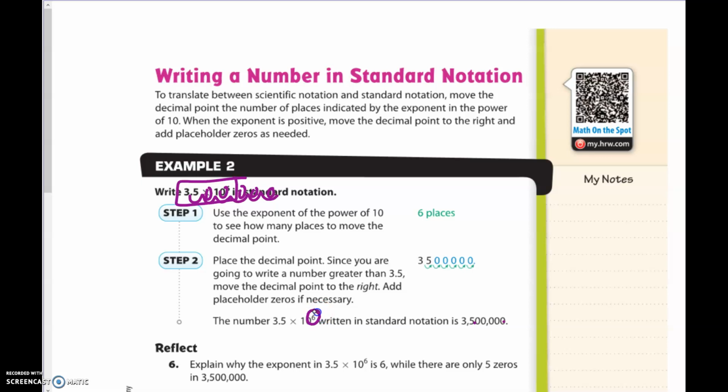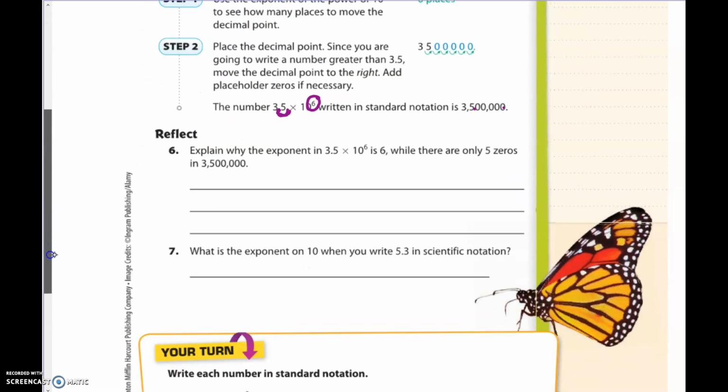Okay, now if you count, there's only 1, 2, 3, 4, 5 zeros, but when you look at the problem, 6 was the exponent. Why aren't there 6 zeros instead of only 5? Can anybody think of that? Okay, and the reason is because that decimal is right here between the 3.5. We need one place to get beyond the 5, and then we fill the rest of them in with zeros. So that's why there's only 5 zeros instead of 6.